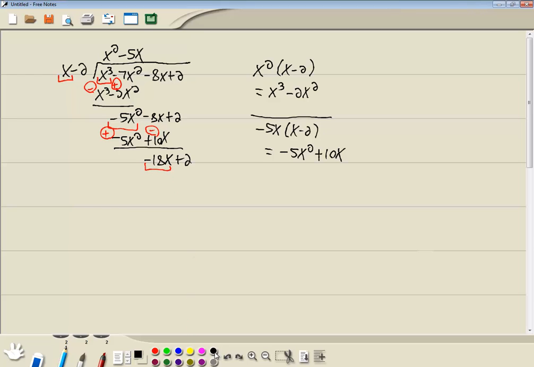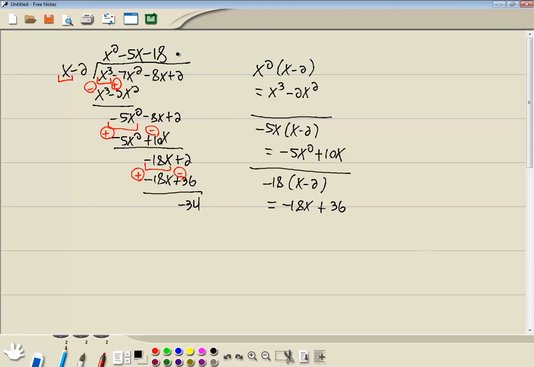We take a look at the first term of each, decide what to put up on top. You ask yourself what times x gives you a negative 18x, and that's negative 18. Whatever you put up on top, you multiply by what's out in front. So take negative 18 times x minus 2, which is negative 18x plus 36. We're going to subtract that line, which means flip signs. So negative 18x becomes a positive, the positive 36 becomes negative. Negative 18x plus 18x drops away. 2 minus 36 is negative 34.